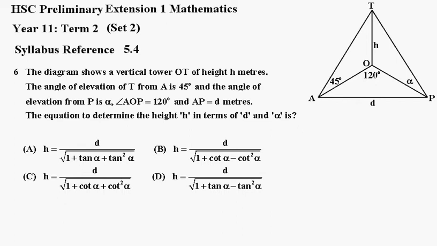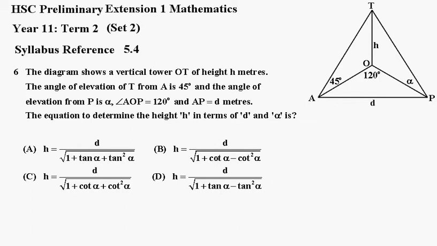Number 6. The diagram shows a vertical tower, OT, of height h meters. The angle of elevation of T from A is 45 degrees, and the angle of elevation from P is alpha. Angle AOP is 120 degrees, and AP equals D meters. The equation to determine the height h in terms of D and alpha is A, B, C, or D.